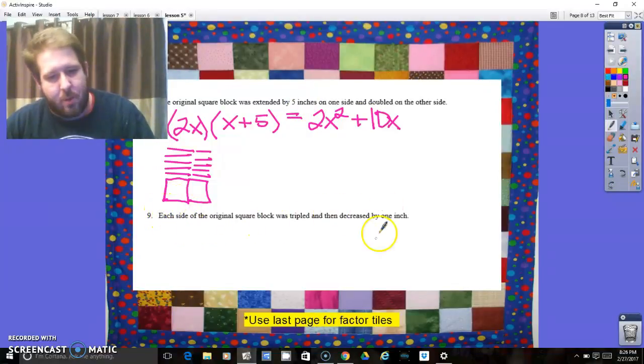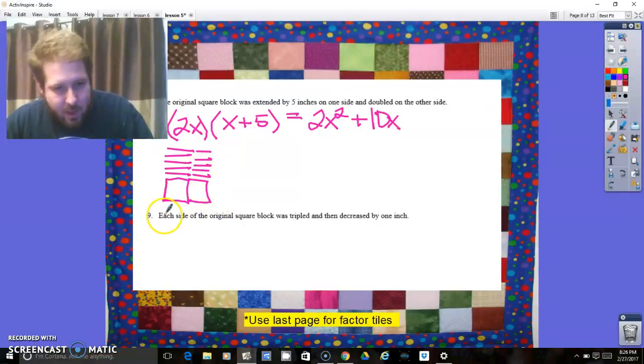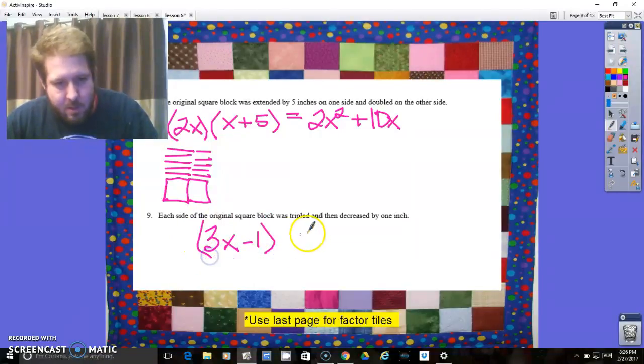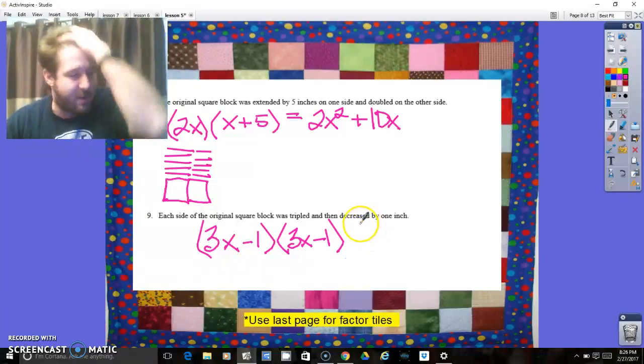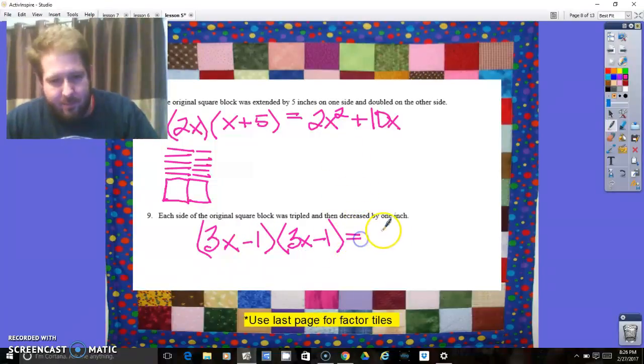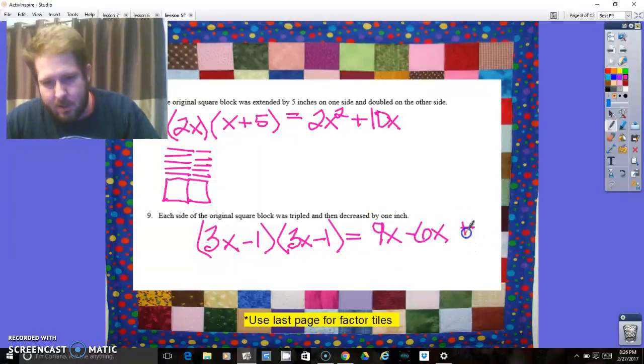Each side of the original square block is tripled, then decreased by 1 inch. So each side was tripled, but also subtracted by 1. So that would be 3x minus 1 times itself in both directions. And that's going to give you 9x squared minus 6x plus 1.